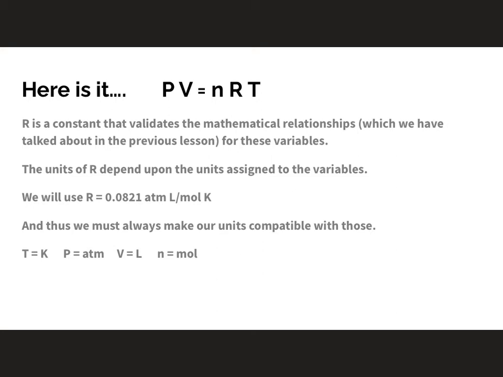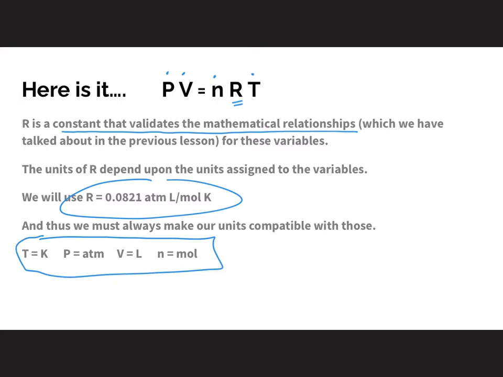the only added factor in this equation is R. And R is a constant that makes the relationship valid. The units of R depend on the units that we put in for the other 4 variables: pressure, volume, moles, and temperature. We're going to use this value for R, and because of that, these are the units that we must always use when solving a pivnert equation so that our units are compatible with the units of R.